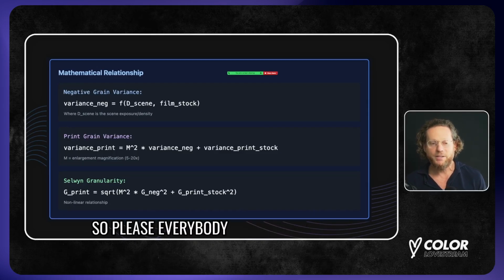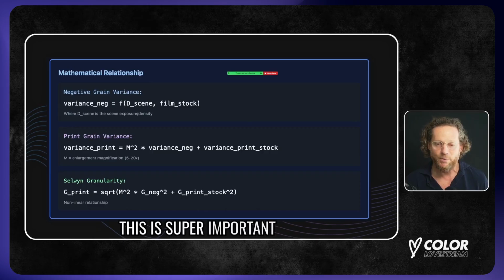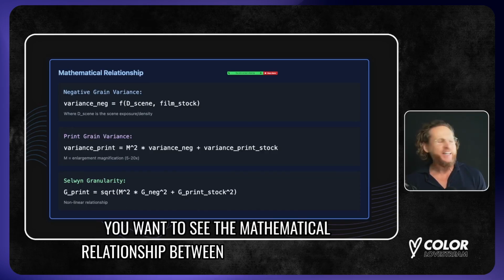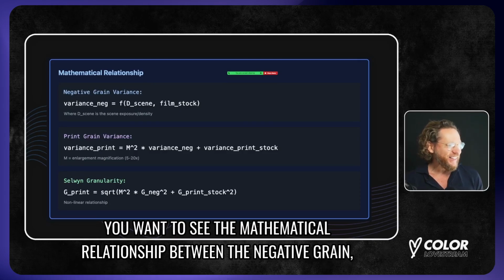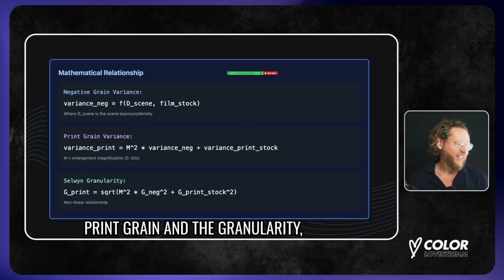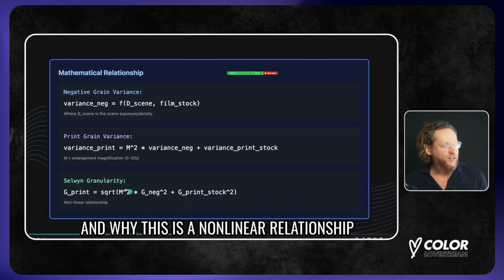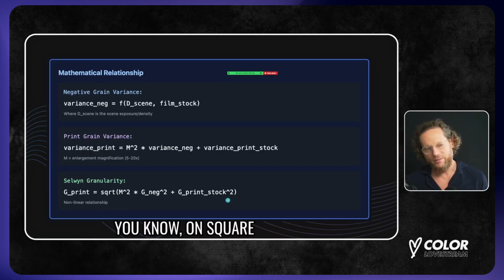So please, everybody, screenshot this. This is a super important slide. You want to see the mathematical relationship between the negative grain, print grain, and the granularity, and why this is a nonlinear relationship. As you can see, it's a square function.